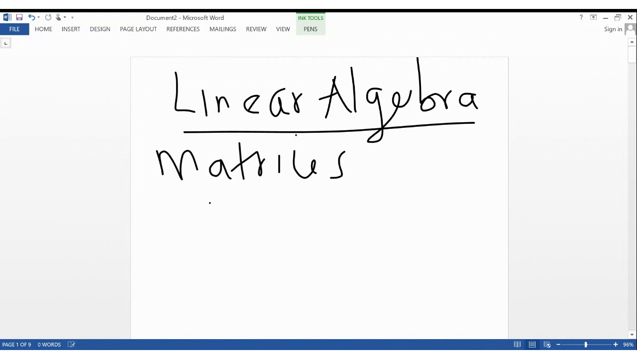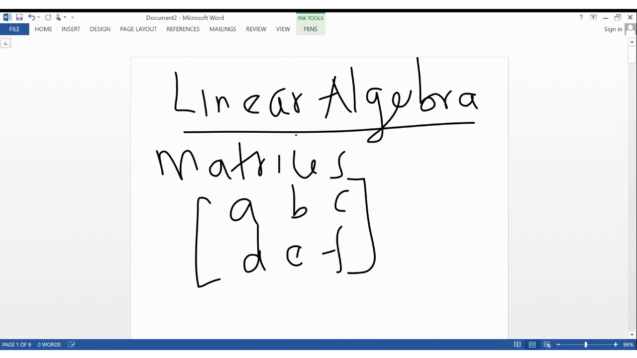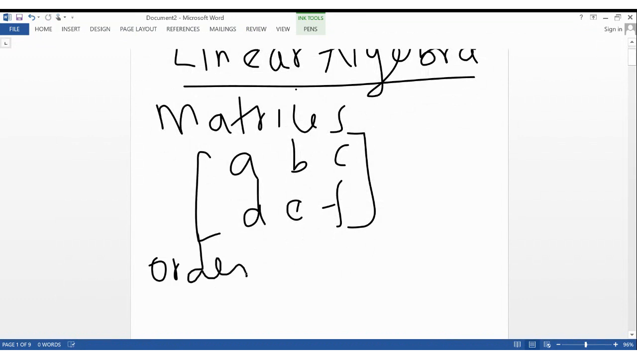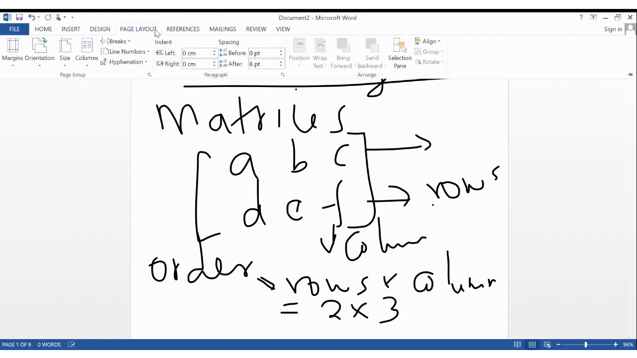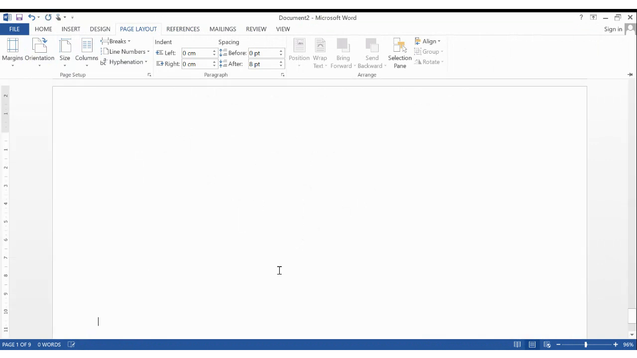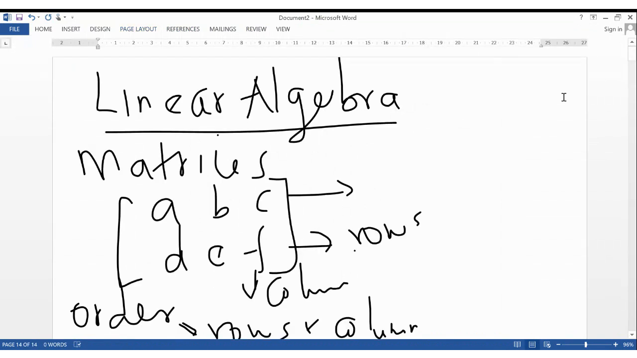So a matrix like this one, A, B, C, D, E, F, the order of this matrix will be given by basically this. We say these are the rows, and the ones standing are the columns. The order is given by always starting with the rows, then the columns. So how many rows are here? 2 by 3, only that. So that is the order of that matrix. Basically, it is as easy as that. The order of a matrix is given by 2 by 3, the number of rows by the number of columns.